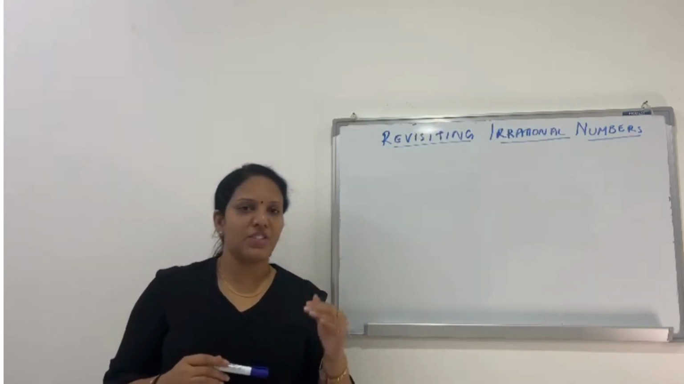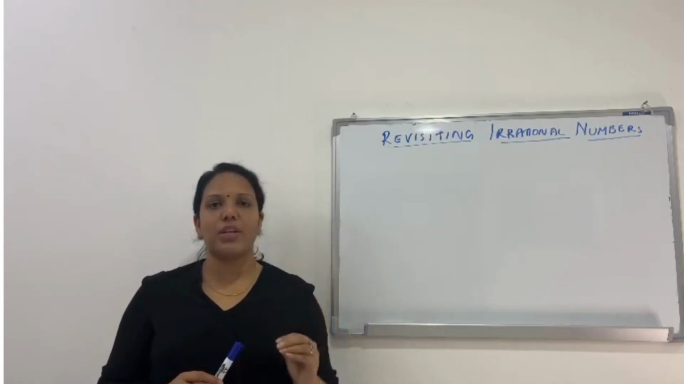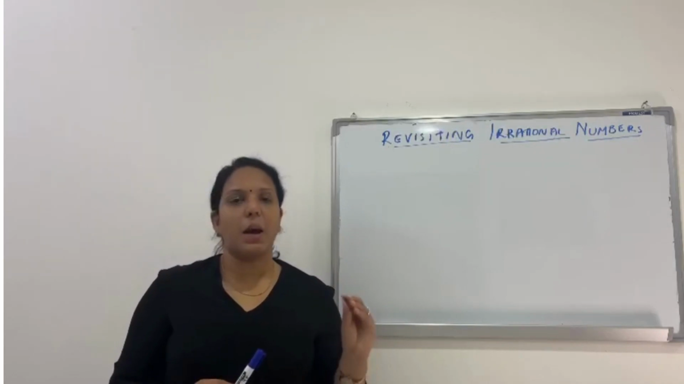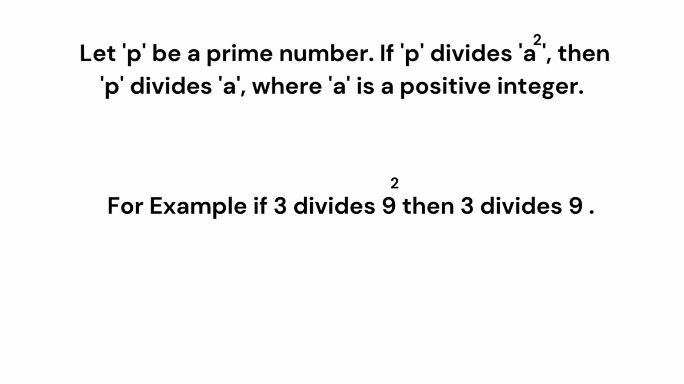To prove the irrationality of numbers, we need to know one important principle which is based on the fundamental theorem of arithmetic. The important theorem is, let p be a prime number. If p divides a square, then p divides a, where a is a positive integer. I know this is a bit confusing, but if we put numbers into the formula, it is very clear.